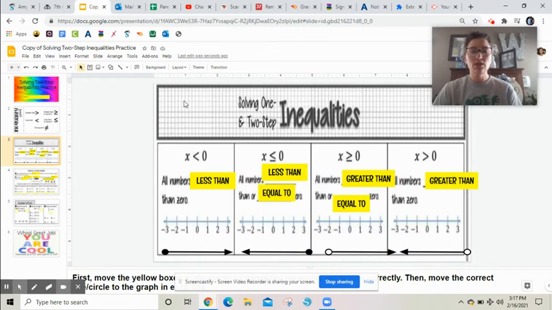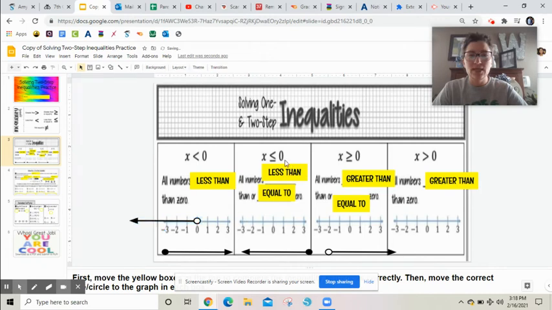And yours looks a little different. I already dragged and dropped all of these here. So this here is all numbers less than 0. And we also need to graph it with these little arrows. So less than 0, when it's pointing to the left, it's an open circle. So we're going to take and drag that one just like that.